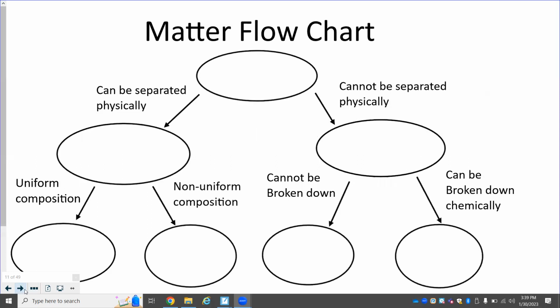So let's look at summarizing our different types of matter. Everything is considered to be matter. We said matter that can be separated physically, so that can be just pulled apart, is going to be mixtures. Matter that cannot be separated physically is going to be our pure substances.